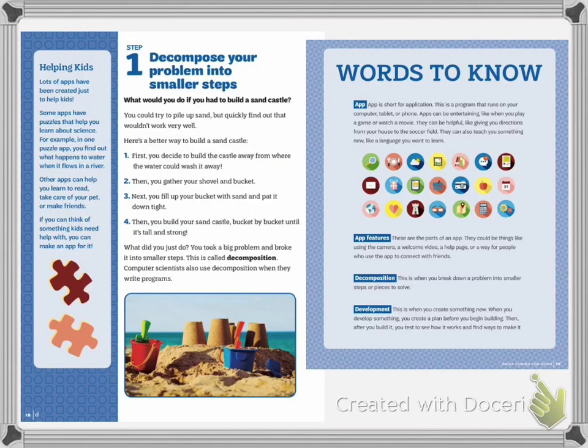All right, now that you've done that, let's talk about some words to know. The first one is an app, which is short for application. This is a program that runs on your computer, your tablet, or your phone. An app can be entertaining, like when you play a game or watch a movie, and it can be helpful, like giving you directions from your house to the soccer field. Or it can also teach us something, like a new language.